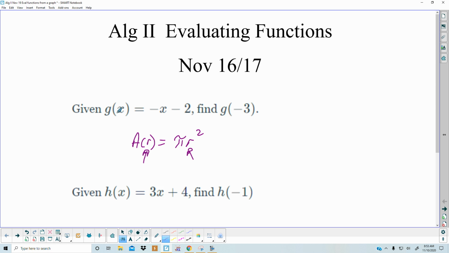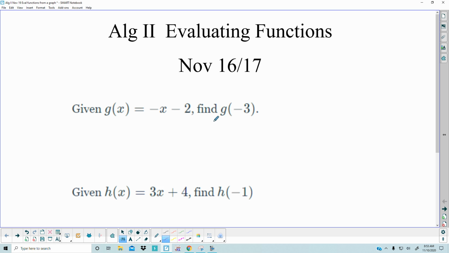Okay? So there's no arithmetic that's happening in this. So if I wanted you to find the area of a circle, say the radius is 5, I would say a of 5 is equal to pi times 5 squared. There's nothing that's happening here. It's just a of 5 is equal to 25 pi. Okay? Nothing happens here. It's just recording what you did.